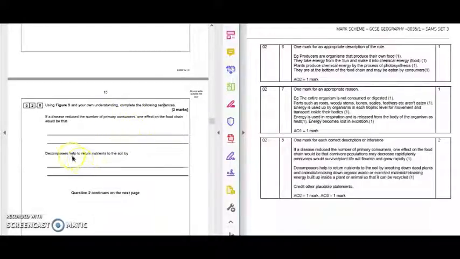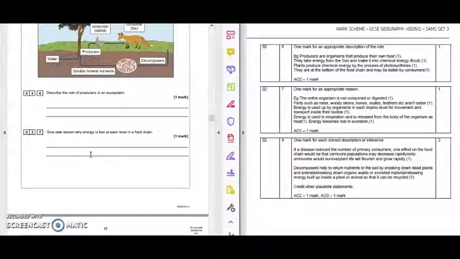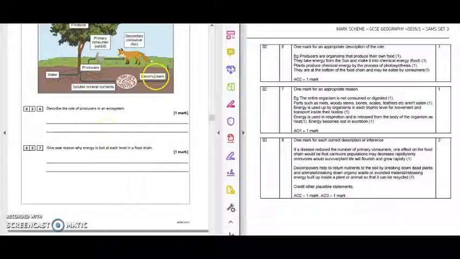The second part, decomposers help to return nutrients to the soil by what? So decomposers are things like bacteria or fungi. How do they ensure that if a rabbit or a fox dies, the nutrients and the food stored inside them can go back into the trees? So the key word here is they break down dead plants and animals, and ideally the word is absorbed through the roots, but the idea that they break dead matter down.